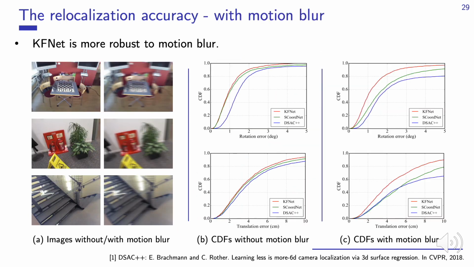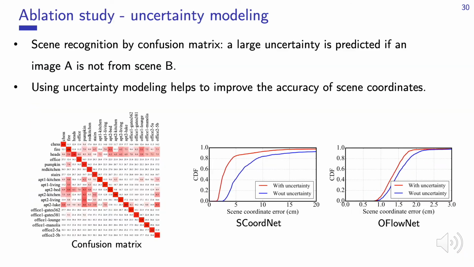To mimic the real scenario with motion blur, we add artificial motion blur to some of the testing images and plot the cumulative distribution function of the pose errors. We can see that KFNet is much more robust to motion blur.